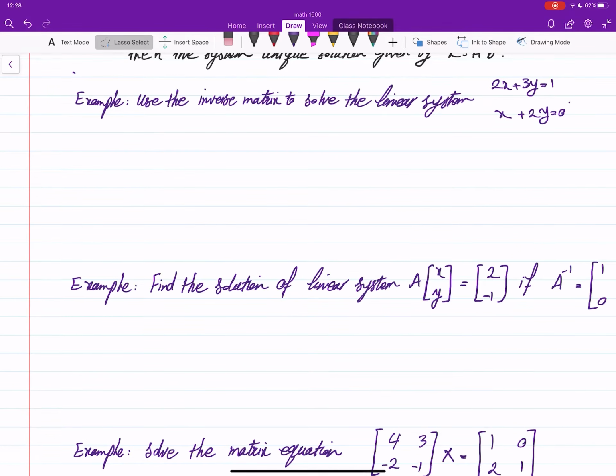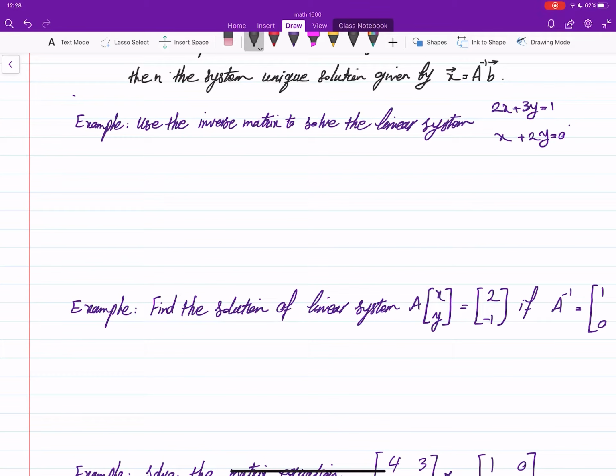Okay, so we have this linear system. Let's first write its matrix form. The matrix form of this linear system is 2, 3, 1, 2. The variable vector is xy, and the right hand side is this. For the coefficient matrix, we have to check if it is invertible or not. To check if a 2 by 2 matrix is invertible, we find AD minus BC, which is 1, and it's non-zero.